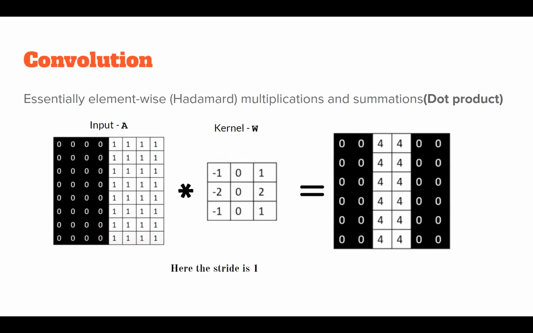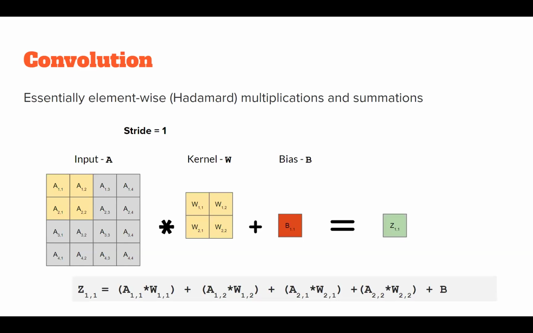Convolution, we are just going to go deep into the maths behind it so that we can understand how it happens. I mean, it's pretty simple. So let's assume we have an input image of 4 into 4. You have a kernel size of 2 into 2.